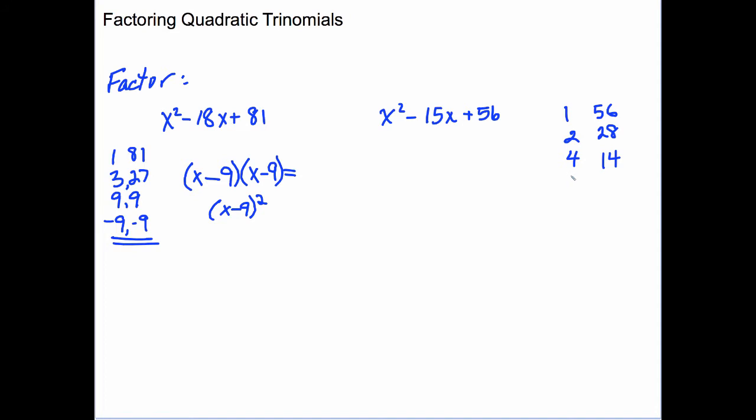6 is not a factor. How about 7 and 8? Well, 7 and 8 multiply to 56, but they don't add to negative 15. However, negative 7 and negative 8 do. So the factors are x minus 7 and x minus 8.